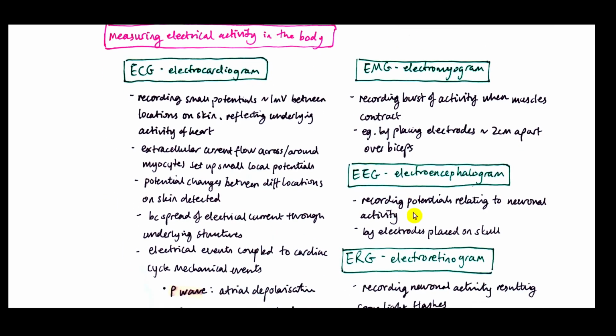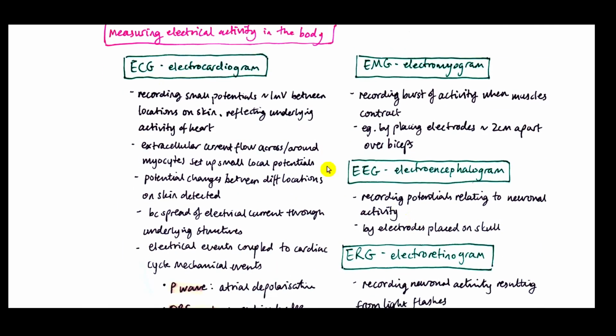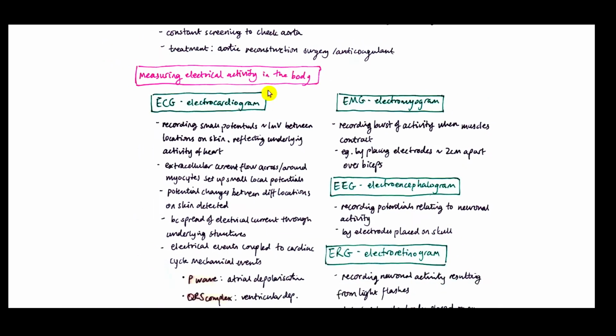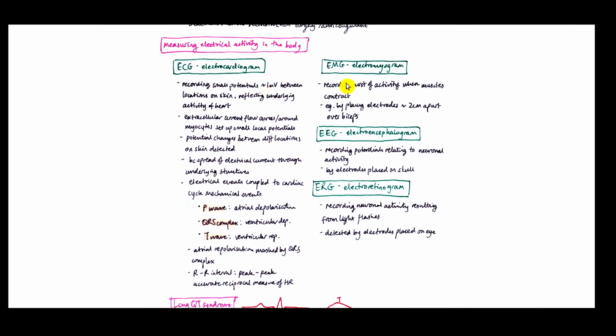There's a lot of different ways to measure electrical activity in the body. One of them, as we've seen, is the ECG, the electrocardiogram. Other ways to measure it are the EMG, the electromyogram, EEG, electroencephalogram, and ERG, electroretinogram. So the electrocardiogram, I'll just go into a bit more detail about that.